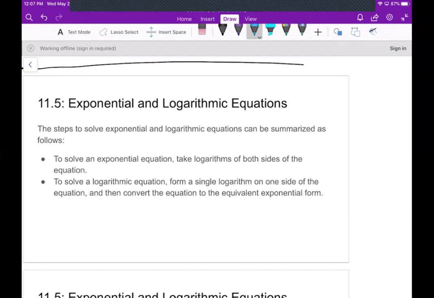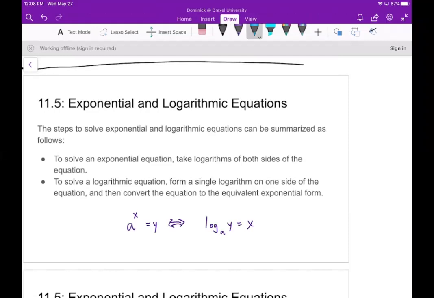Okay, now to solve exponential and logarithmic equations, you're really going to be utilizing the exponential and logarithmic forms, right? So if you have a to the x is equal to y, we know that that's equivalent to log base a of y is equal to x, right? So we're going to use that a lot.